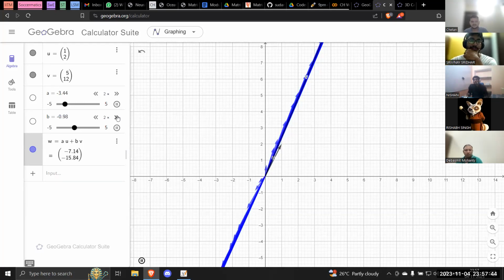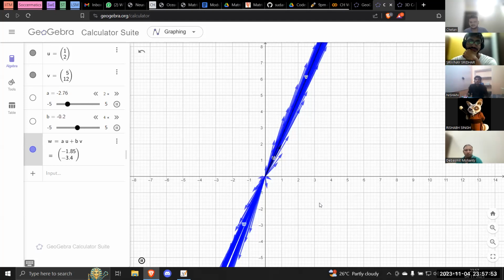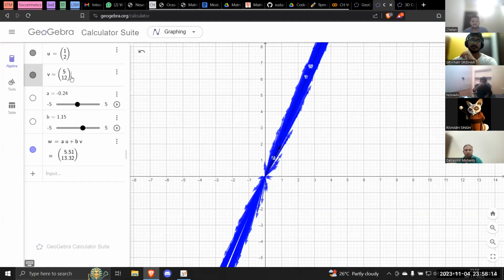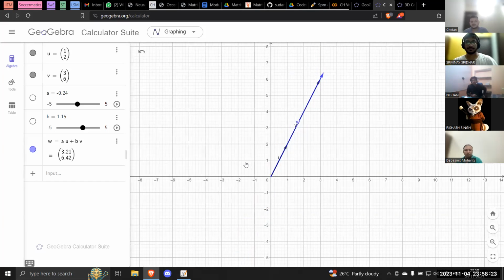So let's see what happens now. What are we observing here? We are observing that we are going to span the entire R2. We are going to get every point on R2 itself, right? Now Vinay included his favorite point, Maria included her favorite point. I want to include my favorite point as well. 3 comma 6. Now I want to see what I am going to get if I have 1 comma 2 and 3 comma 6. Let's see.